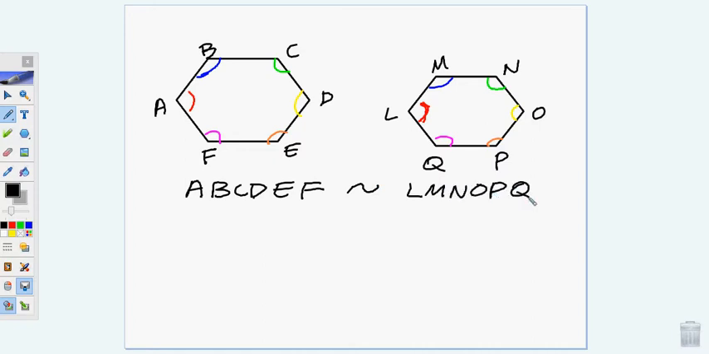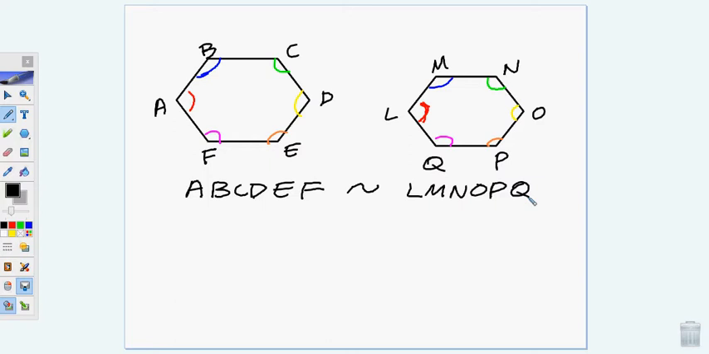It has to be in that order. I cannot say that polygon A, F, E, D, C, B is similar to L, M, N, O, P, Q. Okay? It's not true anymore. They must be in the same order. Okay? Angles have to be congruent. Corresponding vertices have to be listed that way.